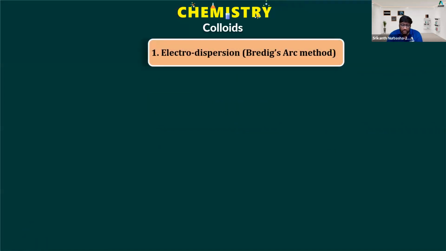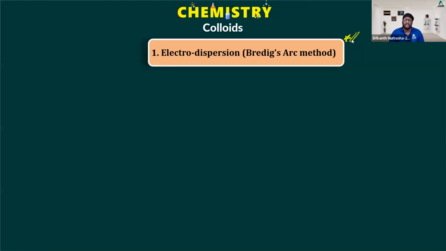First one is electrodispersion or Bredig's arc method. What happens in this particular method? Whatever the metal we have, that is subjected to very high temperature because of the electric spark, like an electric arc struck between the metal electrodes. Because of the extremely high temperature produced, the metal will be vaporized.